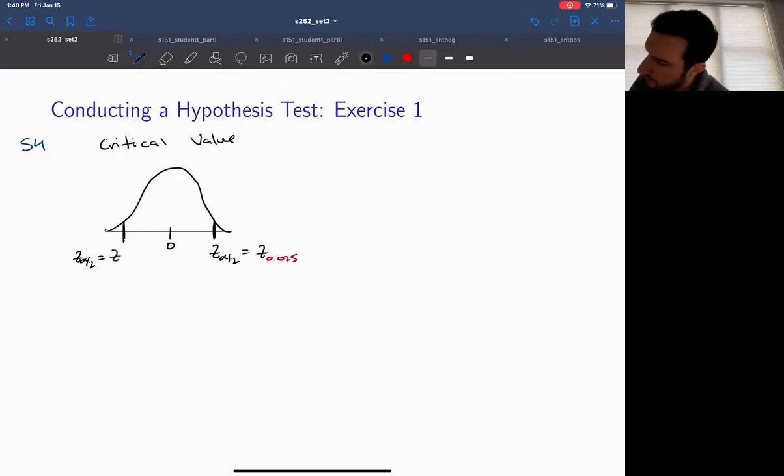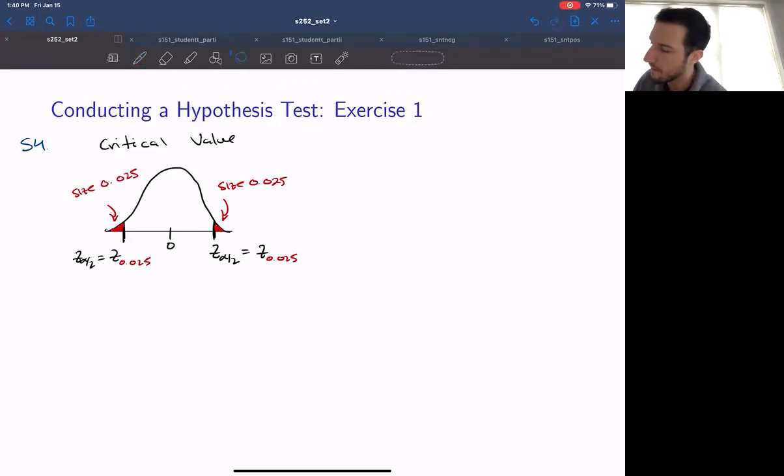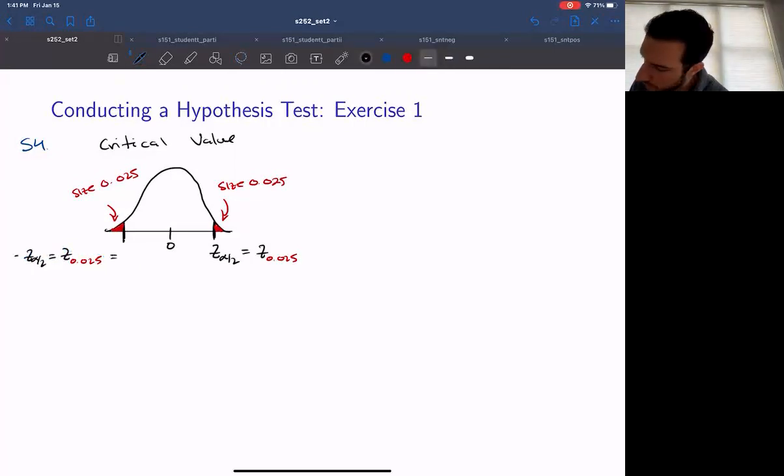And then in the upper tail, we'll have Z subscript 0.025 as well. So this red shaded part here and this red shaded part here, this is size 0.025, and this is size 0.025. In the upper tail, we have the Z score on 0.025, and in the lower tail, we'll have the negative of that same Z score because the curve is symmetric. So in the lower tail, we have negative Z subscript 0.025.